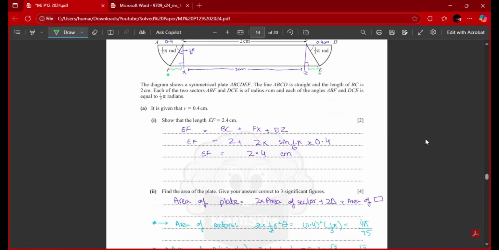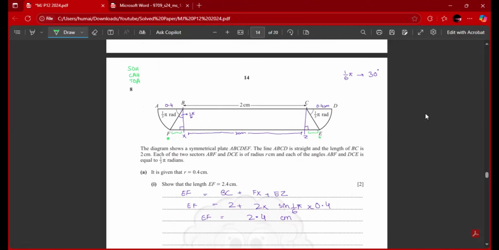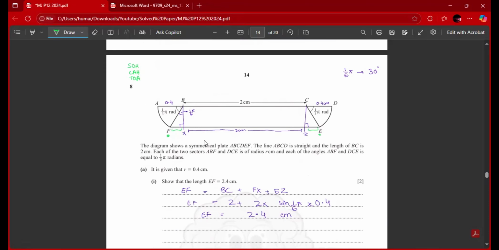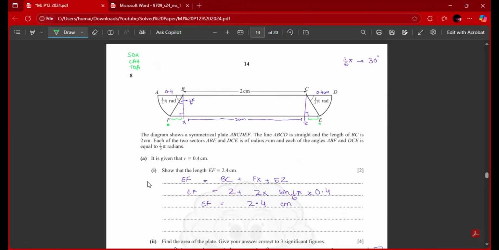Now, how am I supposed to find these parts? I've labeled them as x and z. So FX and ZE, or EZ, are the parts we are supposed to find. If I try and see, look guys, we see a right triangle here. And whenever we see a right triangle, we know what we're supposed to do: Pythagoras theorem, trigonometric functions, or anything.